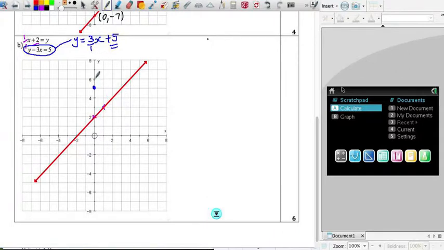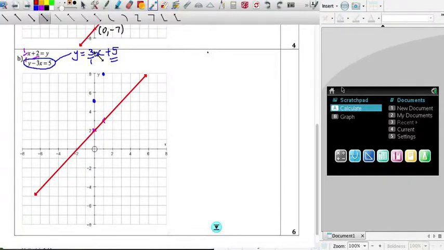And so I'm going to go 1, 2, 3 up, 1 to the right, because it's a rise of 3 and a run of 1. And then once again I'll join those. And so let me select a different color, hopefully. And we'll go right through over there as carefully as we can.